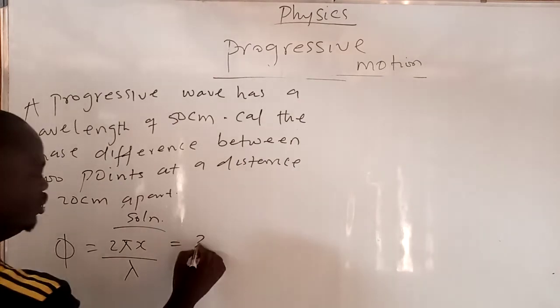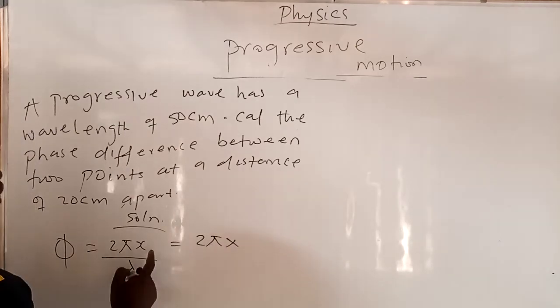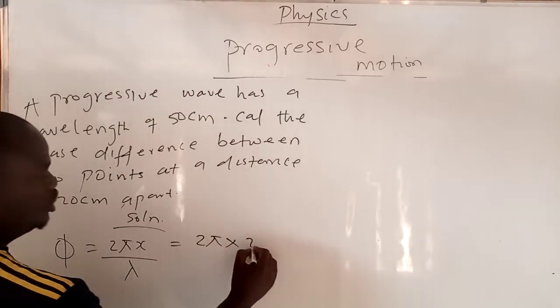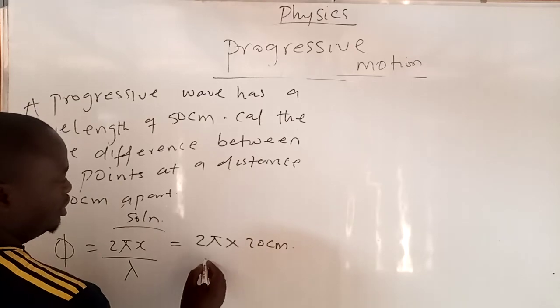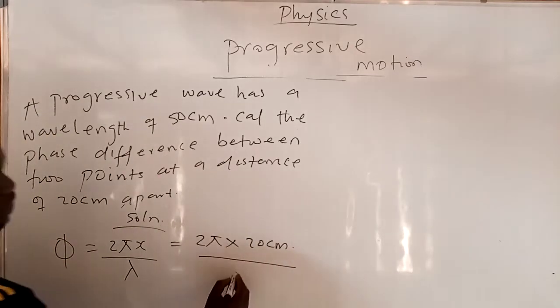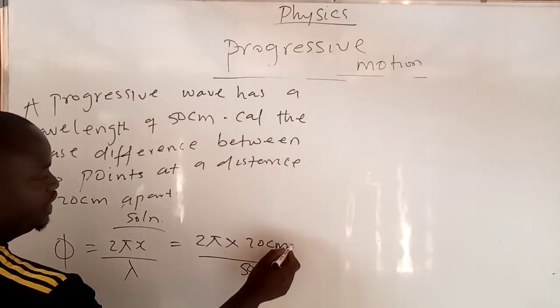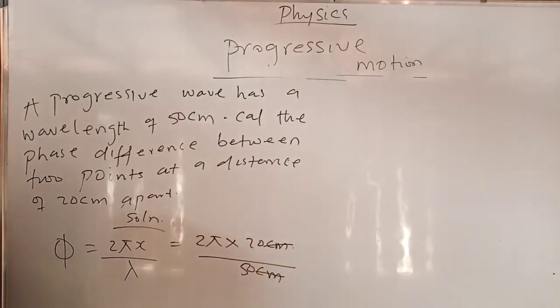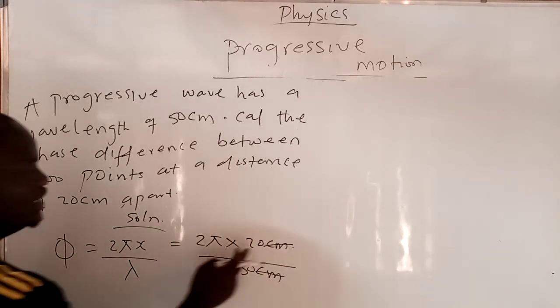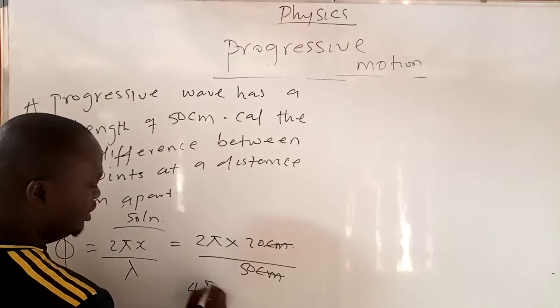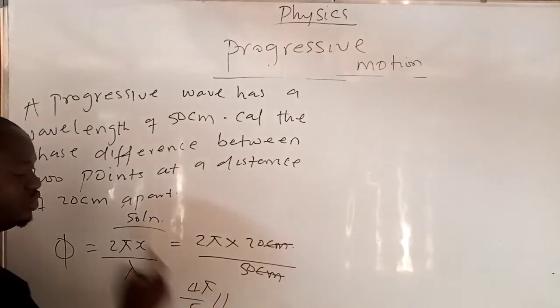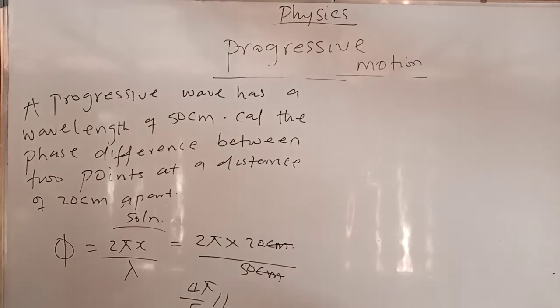So this is just 2π. This is so easy. Your distance apart, which is x, is 20 cm, all over your wavelength, which is 50 cm. Do you see that cm will cancel cm? Even if you convert to meters, it will still cancel each other. It's still the same answer. So this will give you 4π all over 5. If you want to leave it like this, you are correct. But if you want your answer in decimal, of course, you need to continue solving.